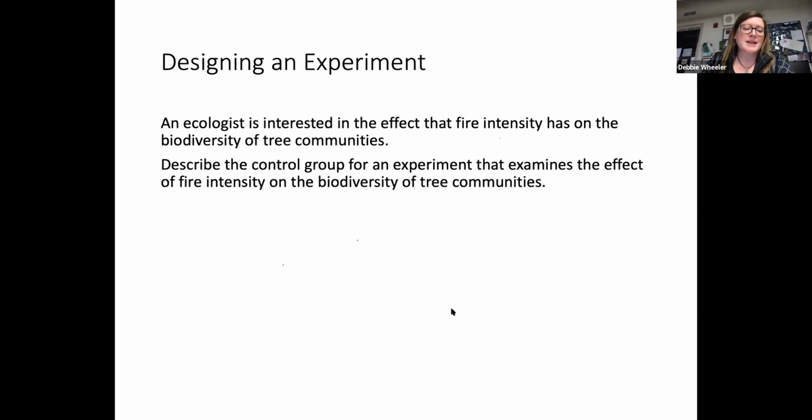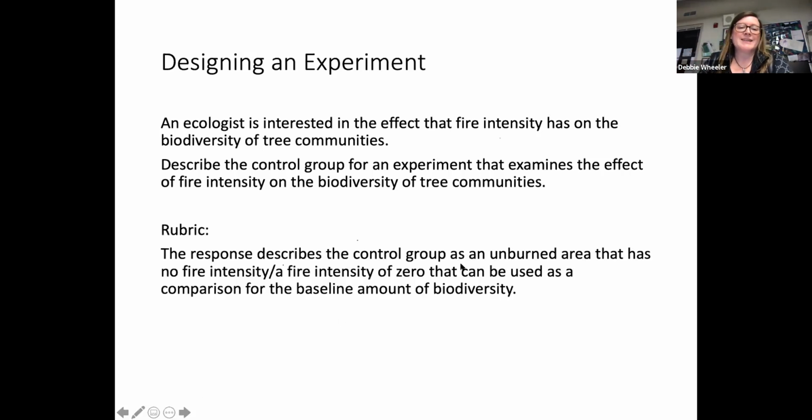All right, let's see how we did. So control group would be an unburned area that has no fire intensity, and that's our baseline for the amount of biodiversity. Awesome. All right, I should probably end there. Make sure that you practice with designing an experiment, because we definitely know that's going to be one of the questions that you're going to have on May 18th.